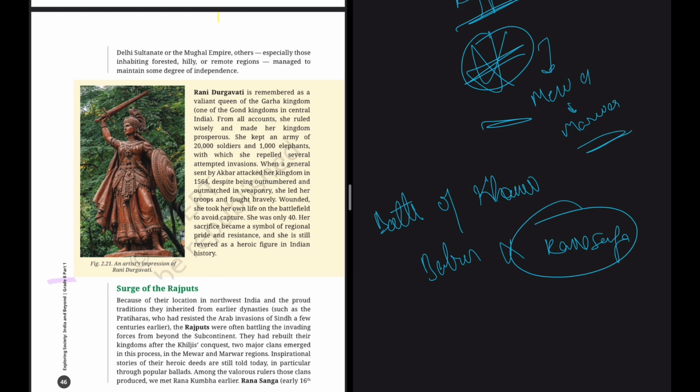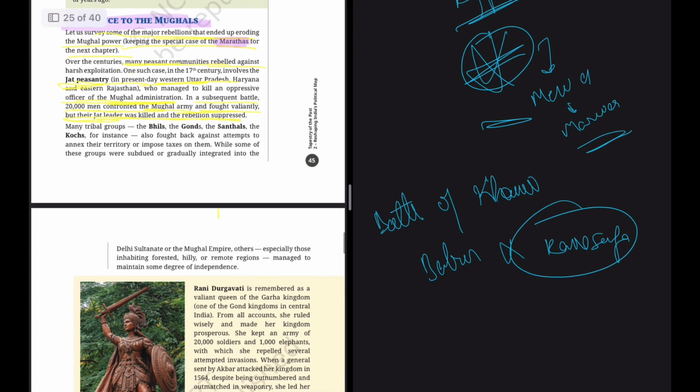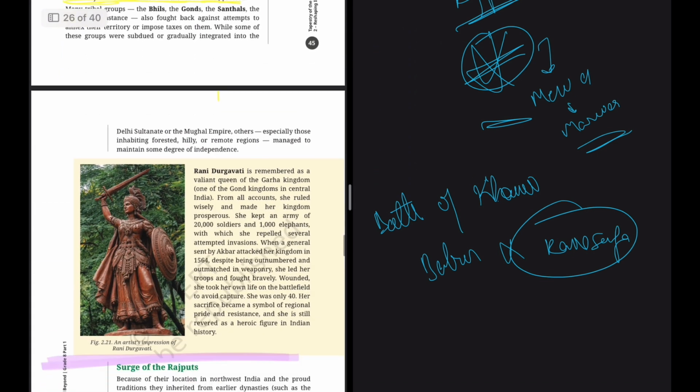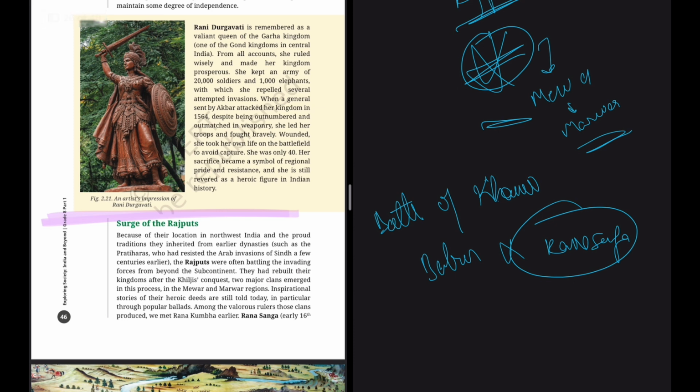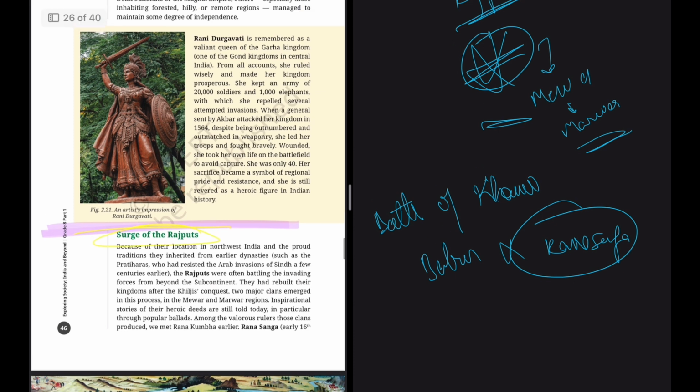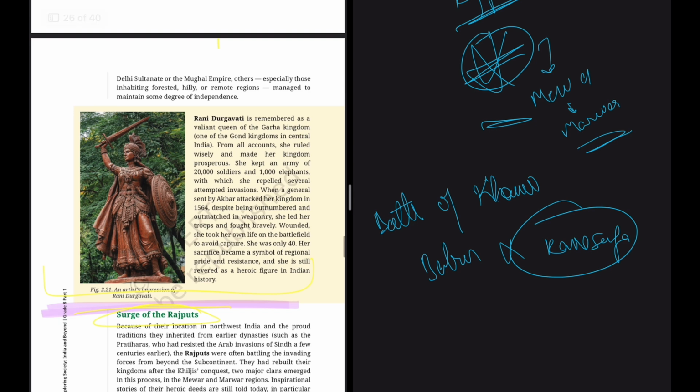So with this, we have completed the part on resistance to the Mughals, and the next part will start with the surge of the Rajputs, and we'll be seeing the summary of this part in the next video as well.